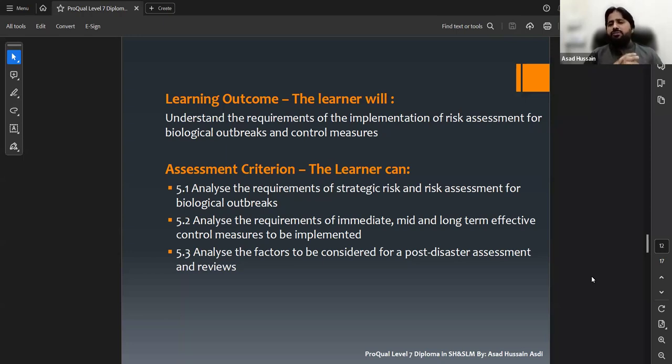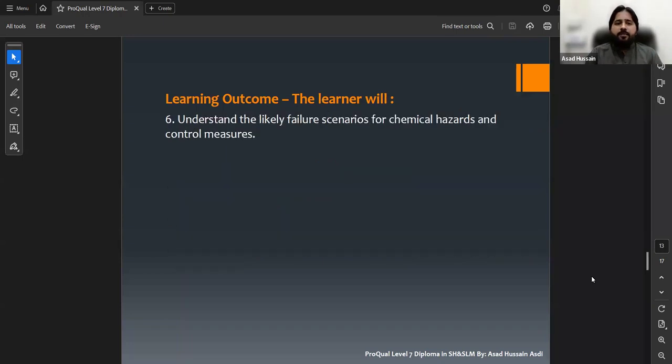For this purpose, if you have any disaster management plan, disaster management team, procedure, or policy there, then you have to share it here, and that can be used as evidence for this learning and this assessment criteria. Now, number 6: understand the likely failure scenarios for chemical hazards and control measures.